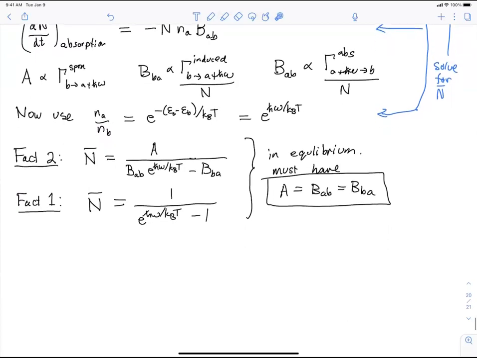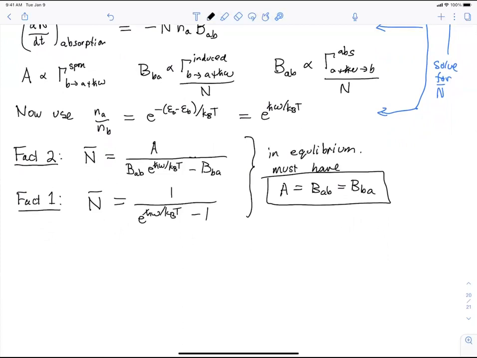Okay, now what does this have to do with the calculation we've already done? So it turns out we already knew this fact. We knew that BAB is BBA because we computed it last time as the detailed balance. So we already had BAB equals BBA. That was detailed balance from last time.